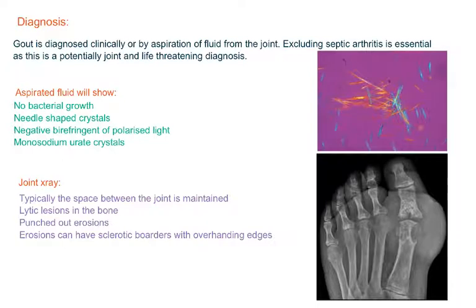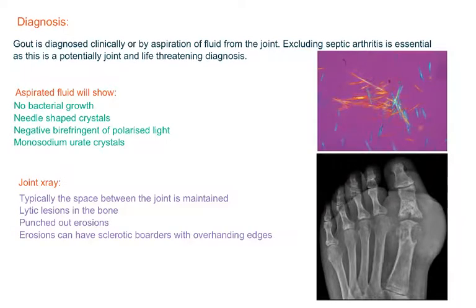In gout, the aspirated fluid will show no bacterial growth, needle-shaped crystals, and these crystals will be negative birefringent, which means that you will see yellow crystals that are parallel to the polarized light and blue crystals that are perpendicular to the polarized light. Also, the composition of these crystals is monosodium urate.